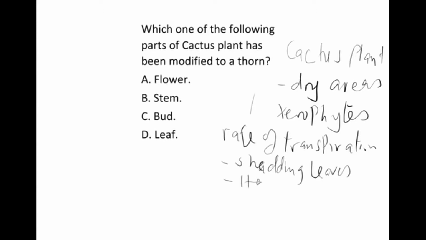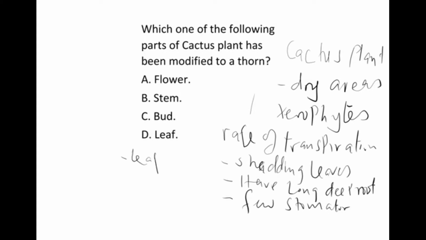have long deep roots to draw water from underground. They have few stomata. They have leaves that are reduced to spines. So in this case, that's where we find our cactus.